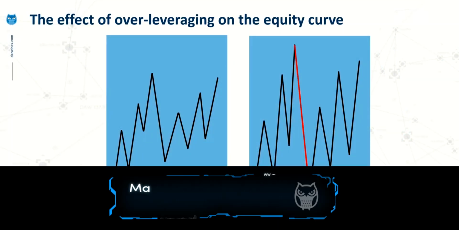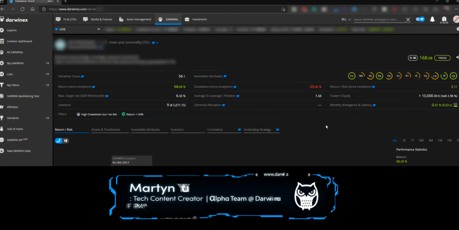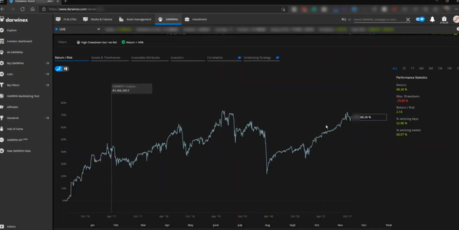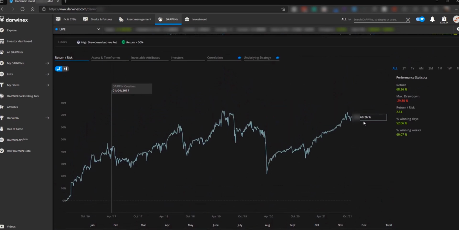Let's move on from conceptual models to actual live trading data from a trading strategy hosted on the Darwinex platform. The Darwin that I have chosen to look at is one that is currently showing a profit, and over the last 5.5 years, this is now at a return level of 68%. However, there have been some fairly severe drawdowns on the way, and the drawdowns were so severe that it still isn't making new highs above the levels achieved 2 years ago.